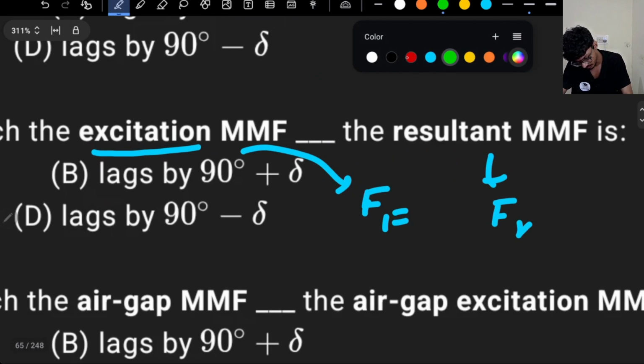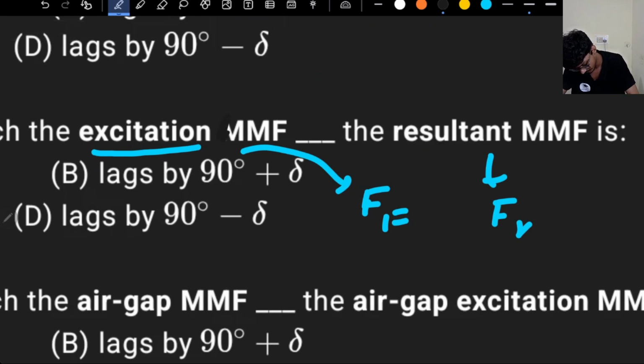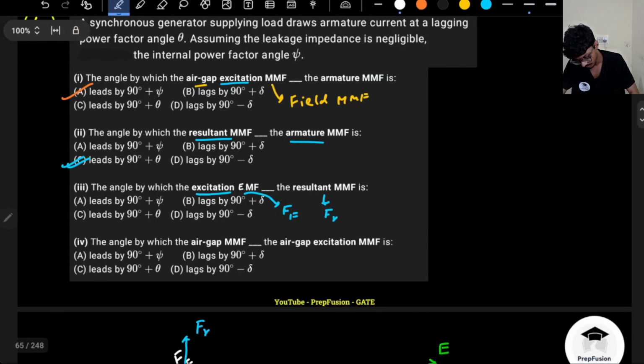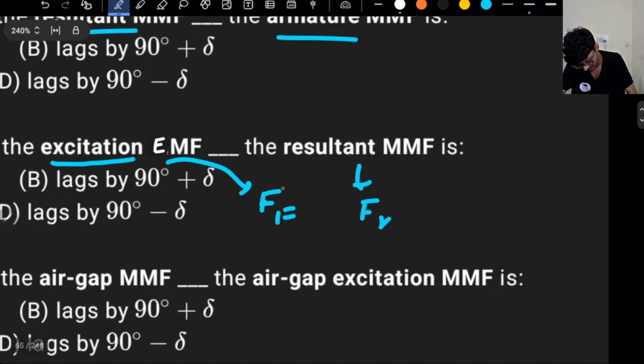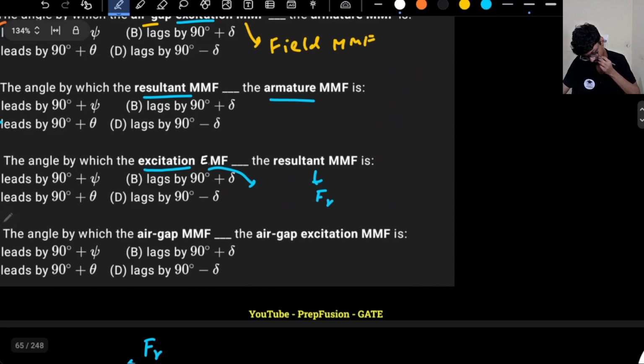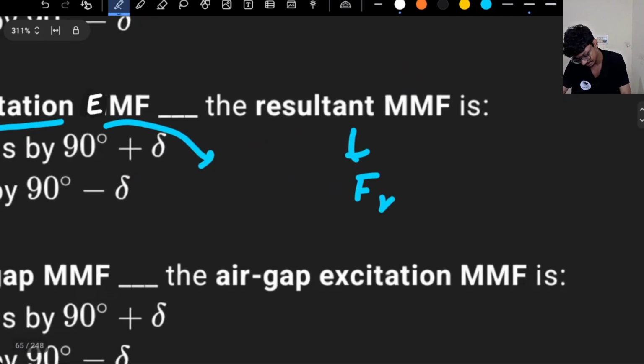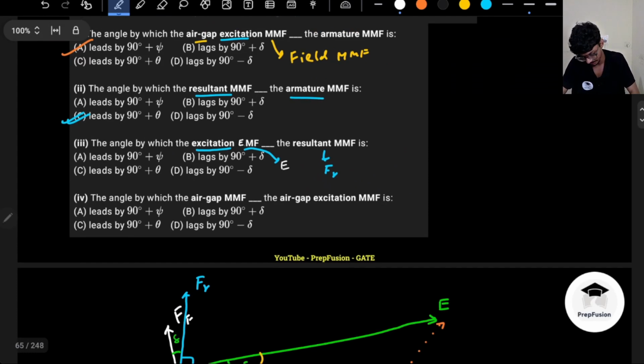Actually, it is not MMF, sorry. This will be EMF. I'm extremely sorry. This will be the resultant EMF. That's why the options are not matching, right? So here this will be ER. Okay, excitation EMF and the resultant MMF. So FR and excitation EMF. Excitation EMF is simple E, not ER, sorry.